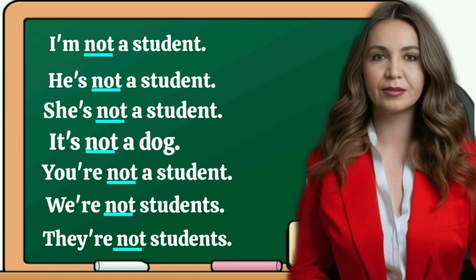You're not a student. You're not a student. Now the next is a bit different. We are not students. Remember, students is plural, so we put s at the end of the noun. We don't use a before the noun. So let us read it again. We are not students. We are not students.